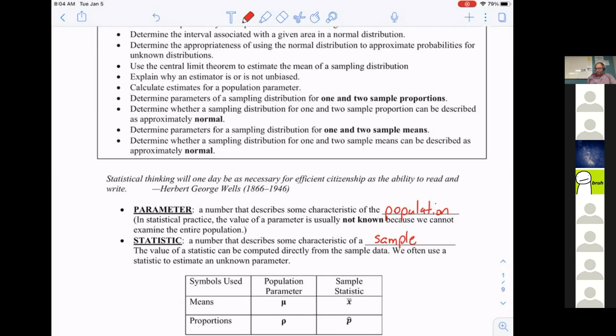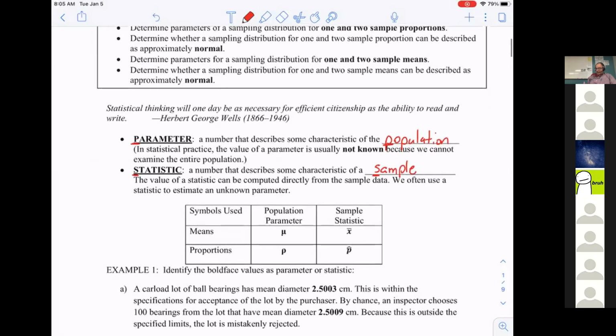Now, it's pretty easy to line up. A population is going to be a parameter, they both start with P. A sample is what we get a statistic from, both starting with S. So if we get confused on whether we're doing a parameter or a statistic, it's whether it comes from a population or whether it comes from a sample.